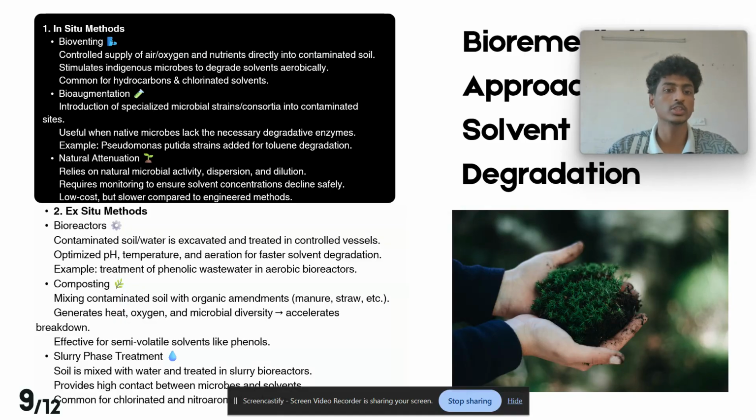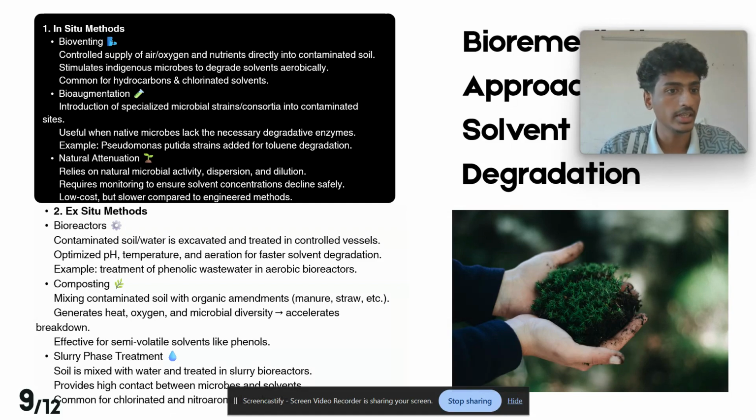So in situ methods include bioventing, bioaugmentation, natural attenuation, etc. Bioventing is the process of supplying air and nutrients to contaminated soil to enhance aerobic degradation. Then comes the bioaugmentation. Bioaugmentation is the method of introducing specialized microbes when native species lack degrading ability. That means when the microbes that are already present lack the ability to degrade the solvents, microbes that are able to degrade the solvents are brought in, and thereby the ability to degrade increases.